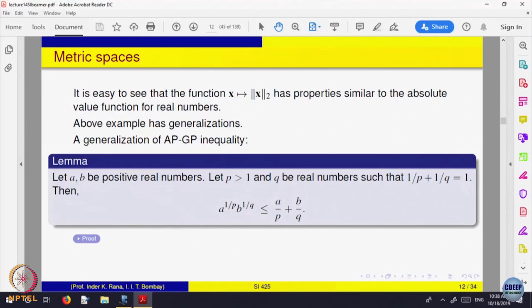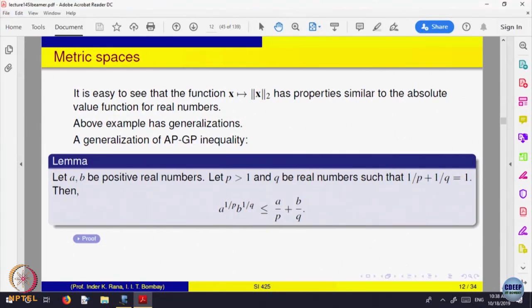That is a generalization of the Cauchy-Schwarz inequality. And then we'll prove what is called the triangle inequality. So, let us see what is the proof of this. Here the things involved are p, q, a and b, right?